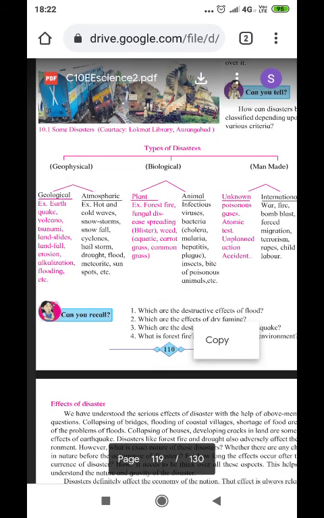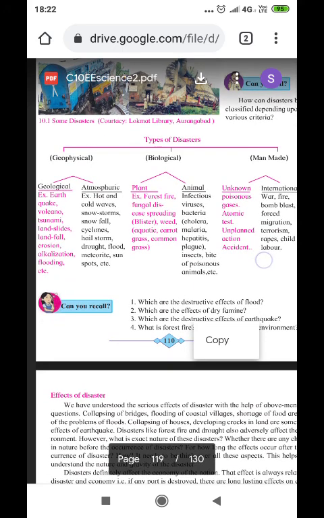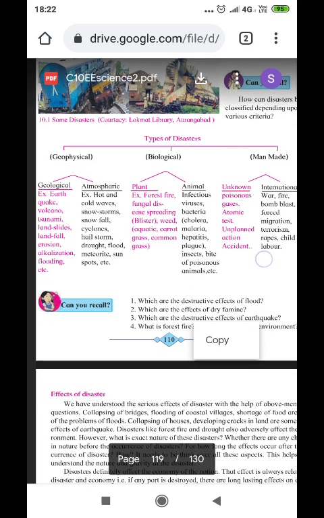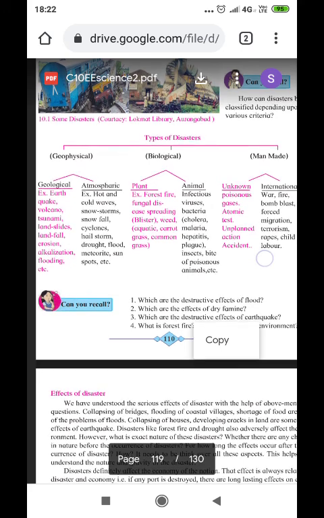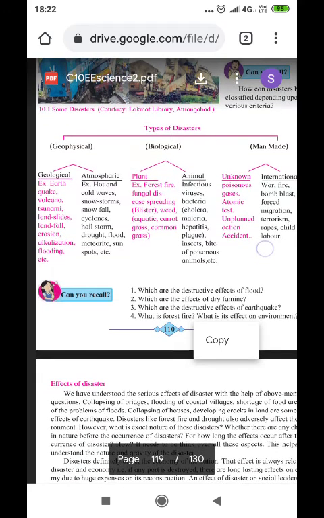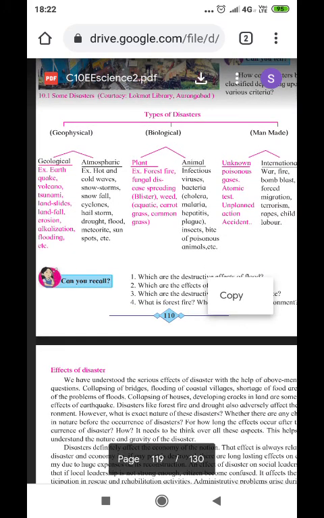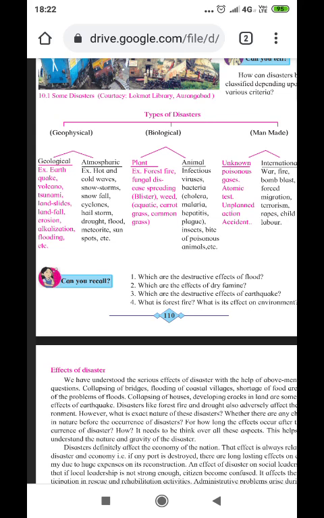Another type of disaster is biological disaster, which is caused through both plants as well as animals. Forest fire, fungal disease spreading, weeds, aquatic carrot grass, common grass, etc. Animal infections, viruses, bacteria, cholera, malaria, hepatitis, plague, bites of poisonous animals, etc.